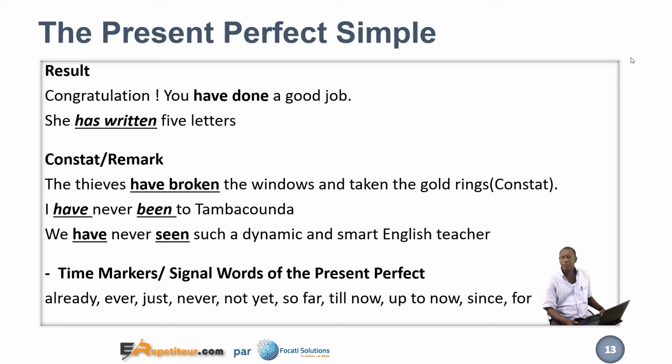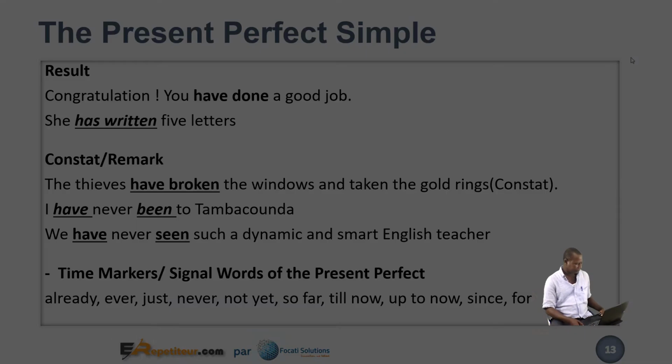What about the time markers, the signal words of the present perfect? Already, ever, just, never, not yet, so far, till now, up to now, since, for, etc.